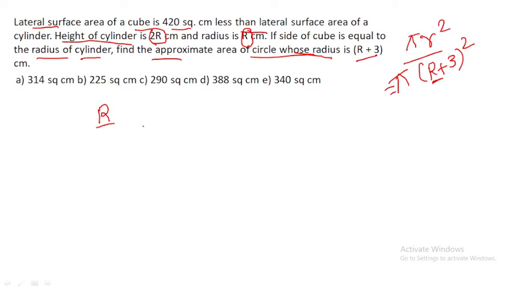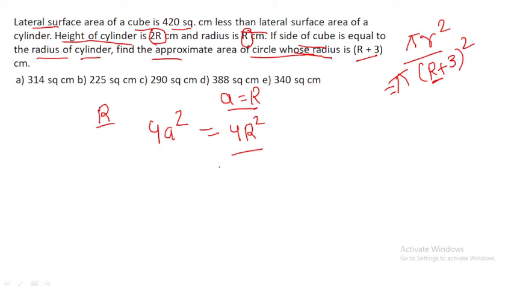So the lateral surface area of a cube is what, how much, that formula you have to remember. Whenever these kinds of questions come, you must remember the formulas of cube, cuboid, sphere, cylinder. So the lateral surface area of a cube is 4a square, and as it is given that the side of the cube is equal to the radius of the cylinder, a is equal to capital R. So we can say that the lateral surface area of the cube will be 4 times R square, 4R square.